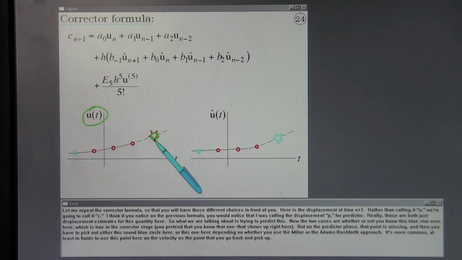Now, the two cases are whether or not you know this blue star over here, which is true in the corrector stage. You pretend that you know that when that shows up right here. But on the predictor phase, that point is missing, and then you have to pick up either this round blue circle here or this one here, depending whether you're using the Milne or the Adams-Bashforth approach. And as we've mentioned, it's more common, at least in fluids, to use this point here on the velocity as the point that you go back and pick up.